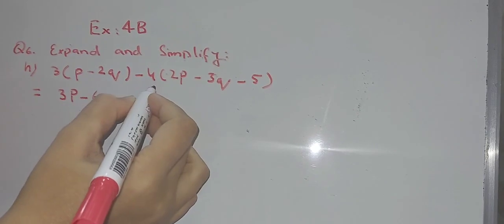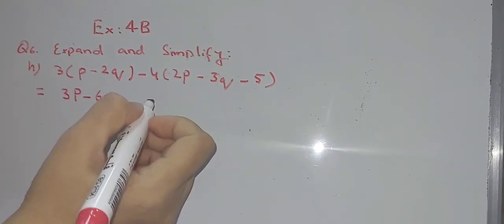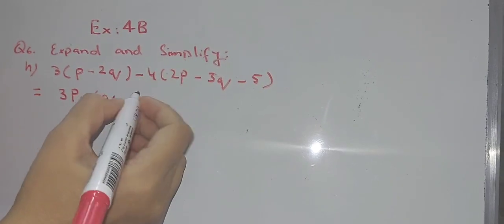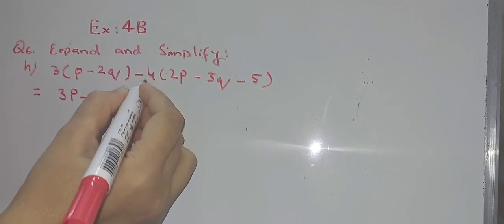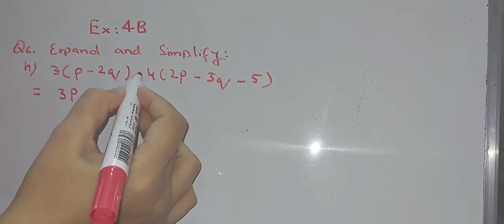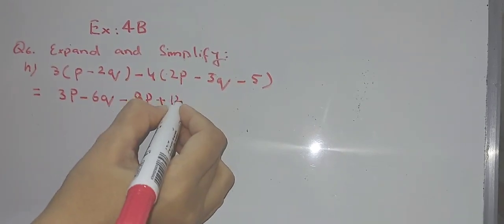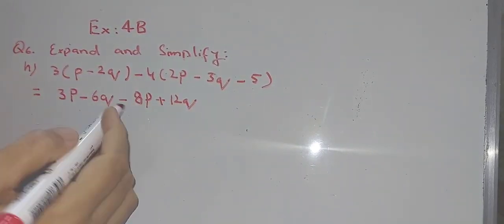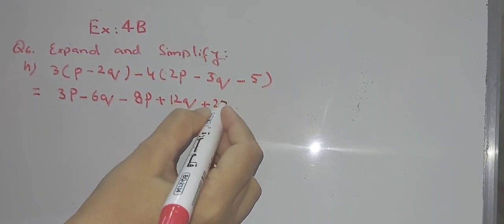Okay, now we are going to open this. This minus 4 will multiply with all the terms inside. Minus 4 multiplied by 2p, it will become minus 8p. 4 multiplied by 2, 8. Minus minus plus, so 4 3s are 12, and q will come. Then minus multiplied with minus, plus, 4 5s are 20.